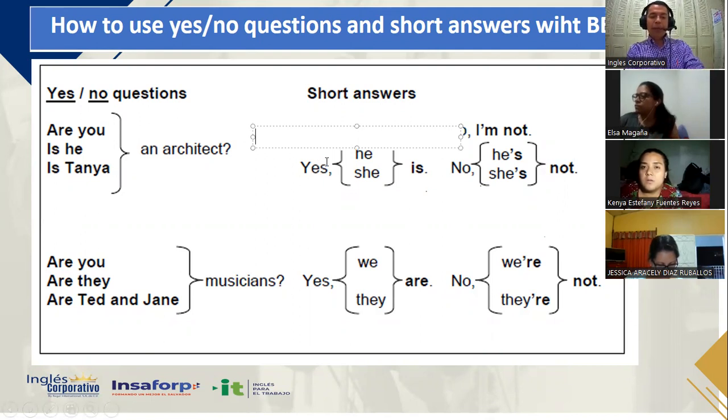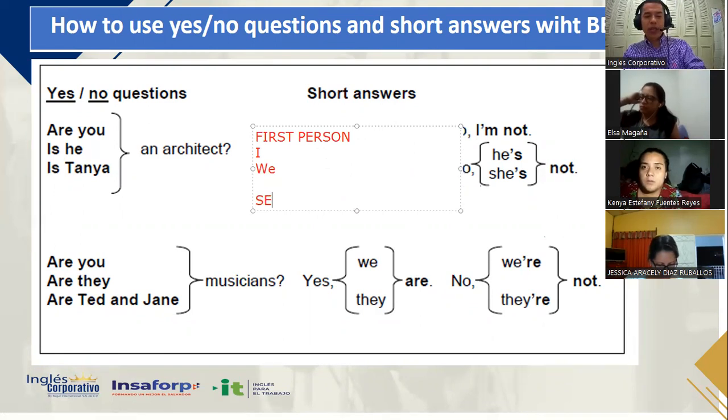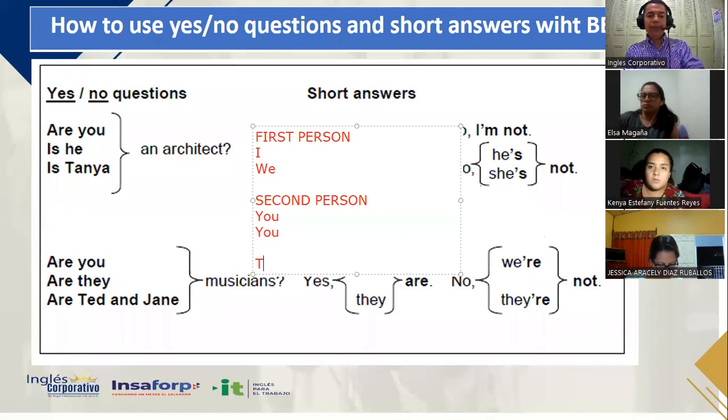Miren, las primeras personas son las siguientes, los que hablan, ¿no? I y we. El I es singular y el we es plural, ¿no? La segunda persona es quien me escucha. Second person, right? En la que escucha. Que you, tú, o you también, pero ese es plural, ¿no? Y la tercera persona.